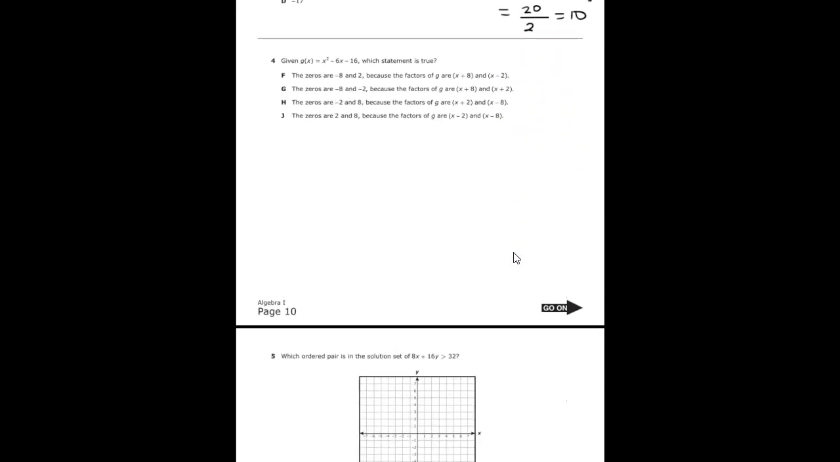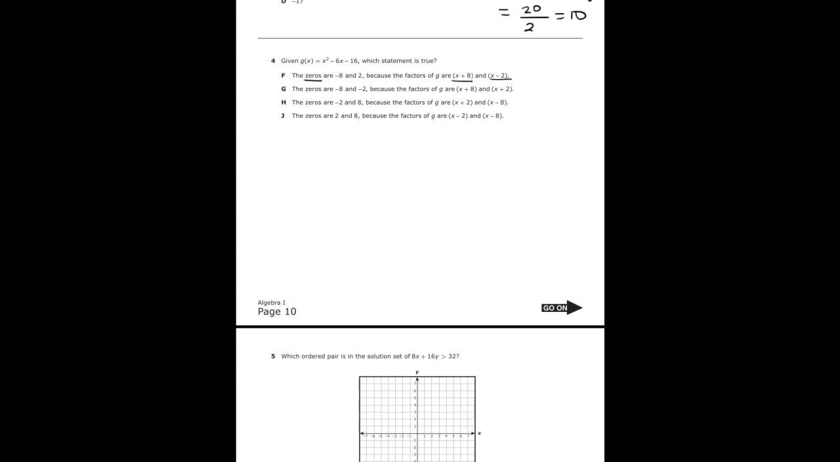Okay, number 4. Given that g of x is equal to x squared minus 6x minus 16, which statement is true? So the easiest way to do it, if I look at the answer choices here, I can see that it's looking for the zeros and it's looking for the factors. So let's go ahead and just factor these.